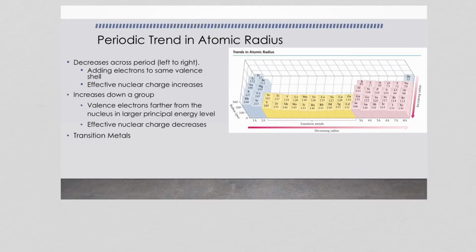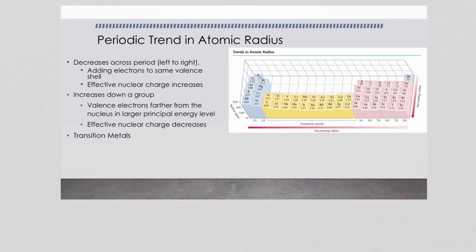So the first trend I want to talk about is probably the most basic of all, and that's just simple atomic size. So how big are the elements? So again, as we go across, we're going to go these two ways. So as we go across, what we see is a decreasing radius of the atoms.